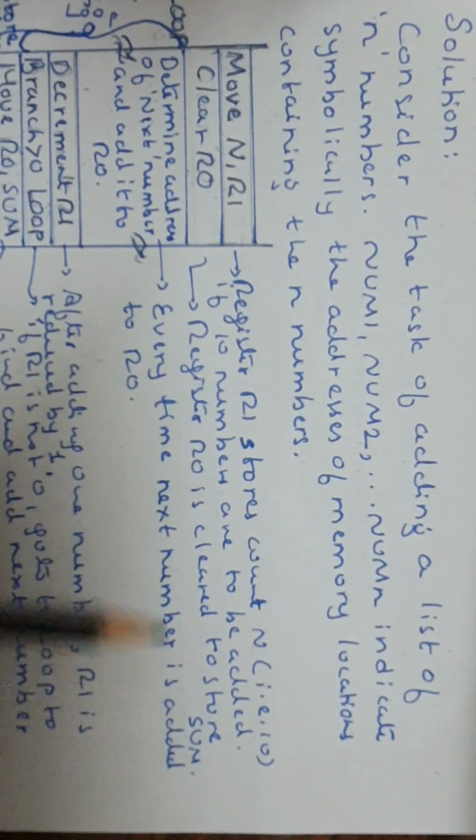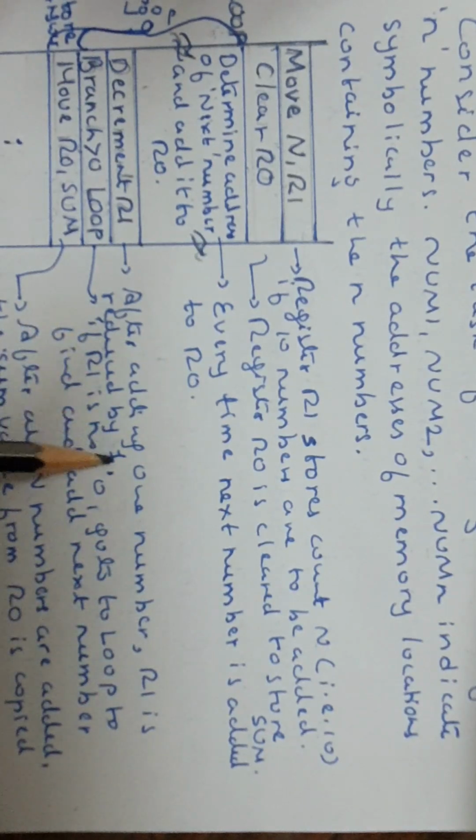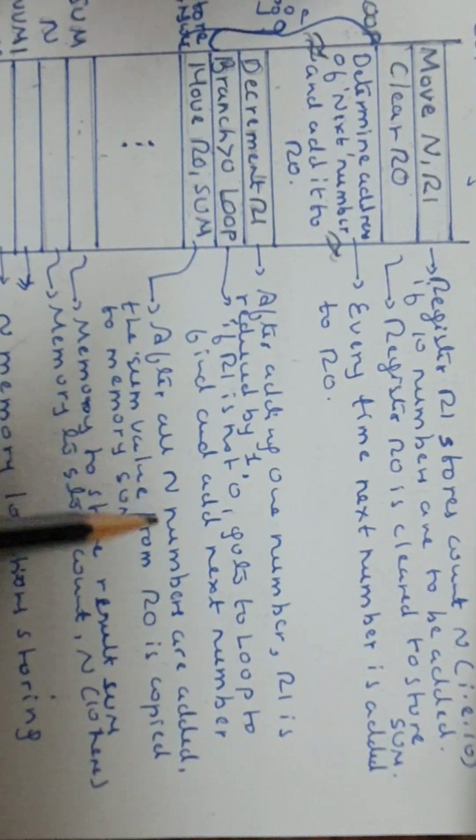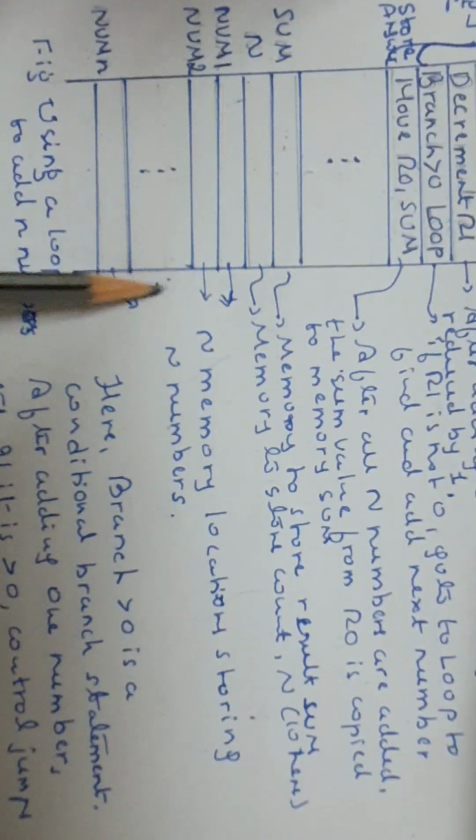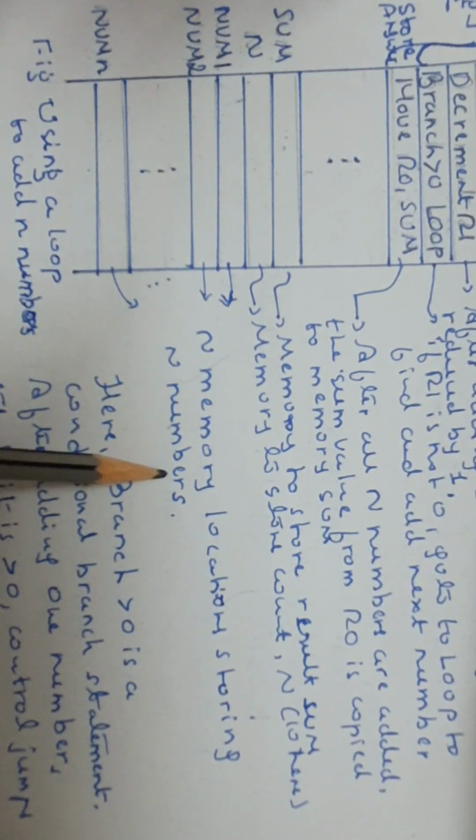Every time the next number is added to R0 in this loop block. After adding one number, R1 is reduced by 1. If R1 is not 0, go to loop to find and add the next number. After all n numbers are added, the sum value from R0 is copied to memory SUM. So this is the memory to store the result sum, and this is the memory to store count n. If 10 numbers, 10. If 5 numbers, 5. So these are n memory locations storing n numbers.